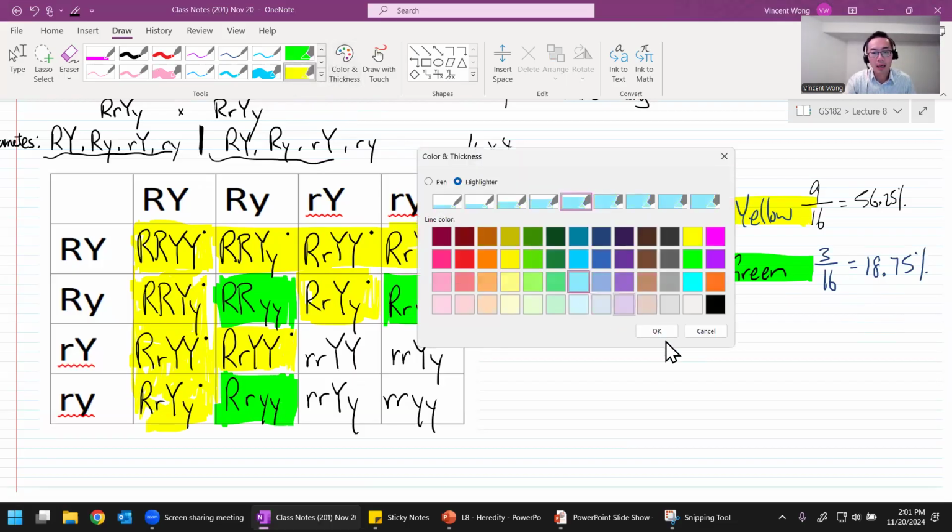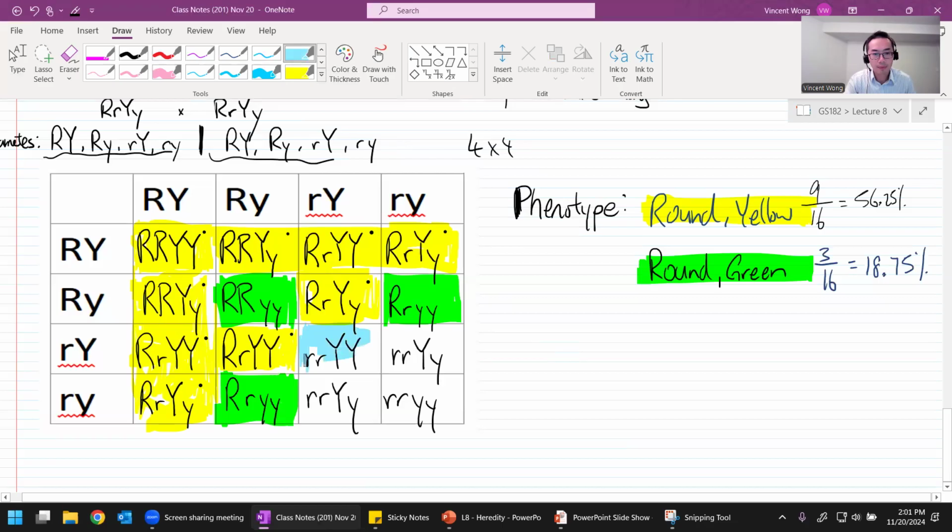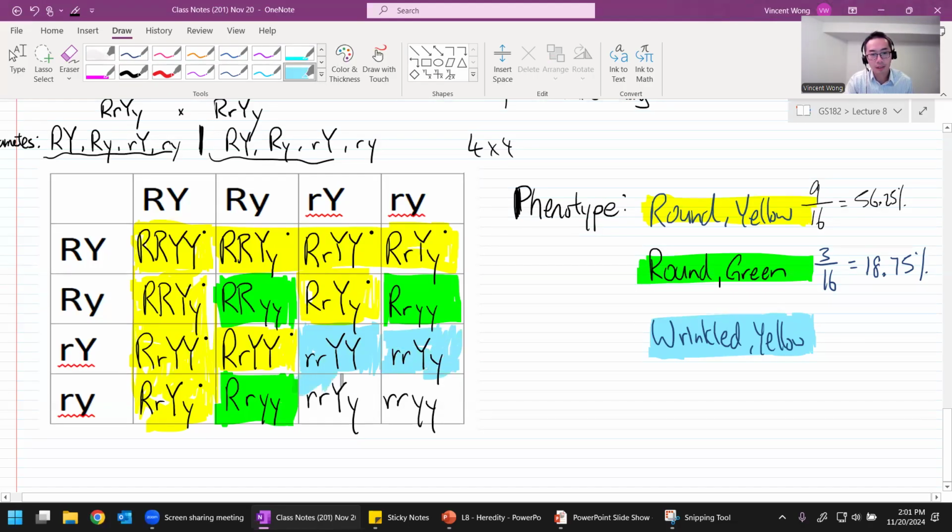Okay. How about this? What is the phenotype for this one? This is wrinkled yellow. Yeah, wrinkled yellow. Very good. Wrinkled and yellow, which is also 3 out of 16. 3 out of 16.